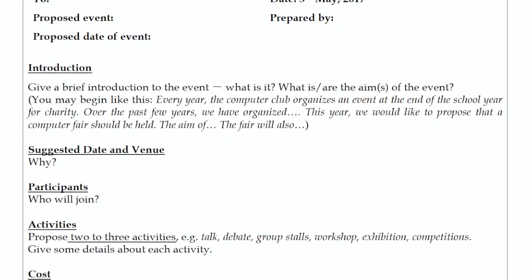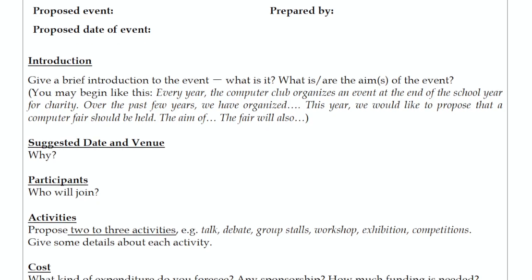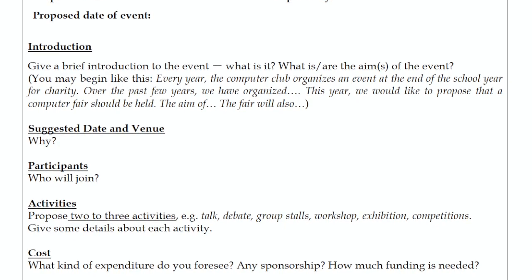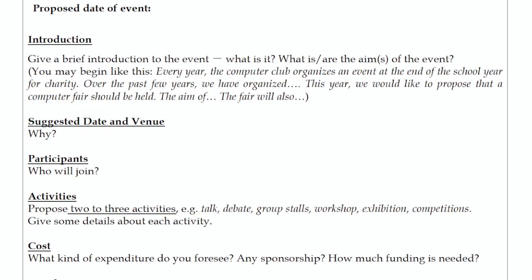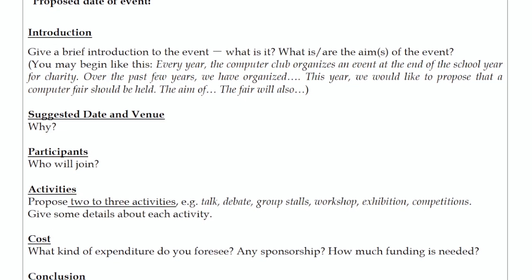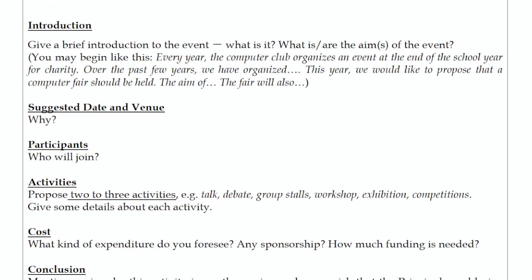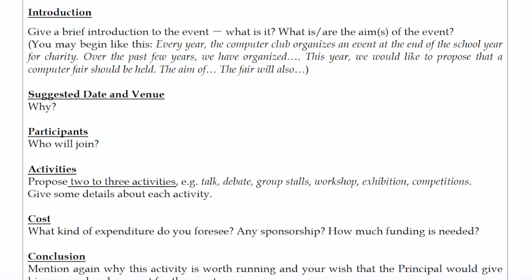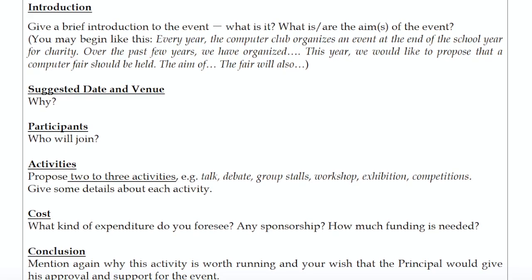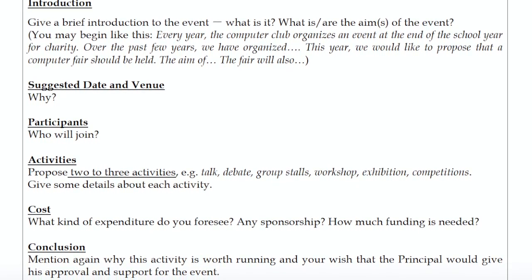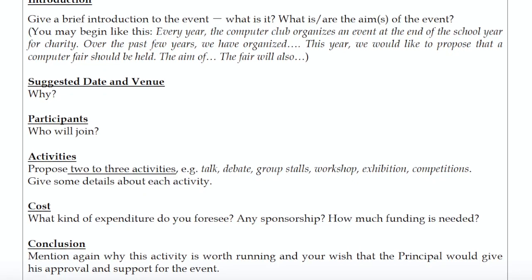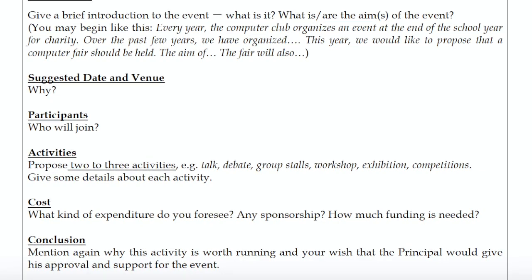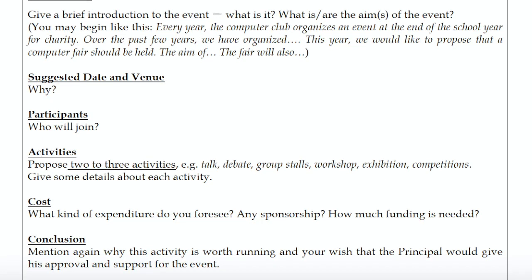Suggest why a particular date and venue would be appropriate. For participants, who will join? Propose 2 to 3 activities. Examples: talk, debate, group stalls, workshop, exhibition, competitions. Give some details about each activity. In terms of cost, what kind of expenditure do you foresee? Any sponsorship? How much funding is needed? In conclusion, mention again why this activity is worth running and your wish that the principal would give his approval and support for the event.